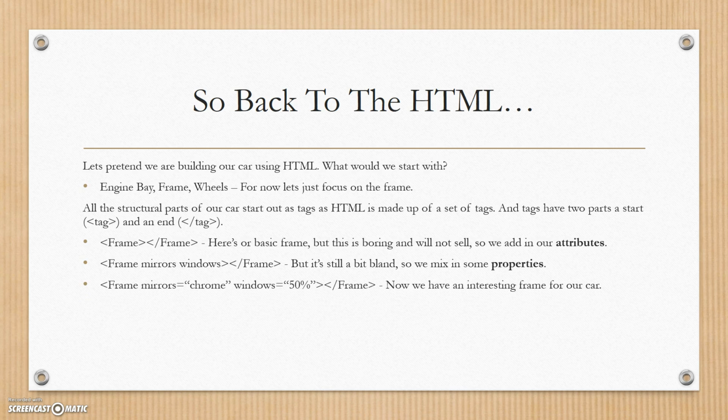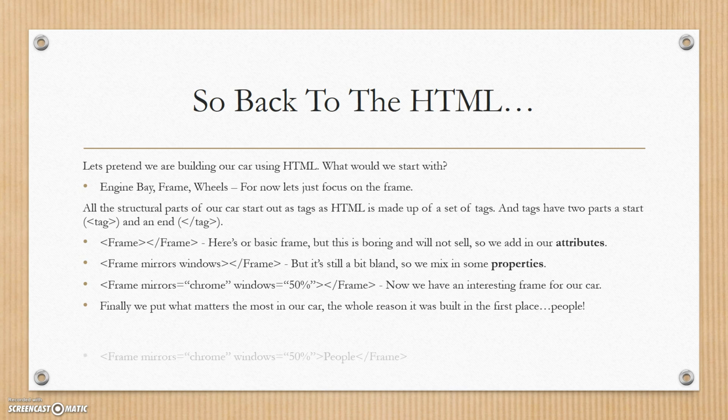And as you can see, what we've done there is we've basically said that the frame mirrors are going to be chrome and the frame windows are going to be tinted to 50%. So now we have something a little bit more different, something a little bit more exciting. Okay, and then finally what we do with the frame is we want to put our content in it, which is people. And this is exactly the same as with the website. So we're now going to have our car with our chrome mirrors and our 50% tinted windows, and we're going to have people sitting inside the frame.